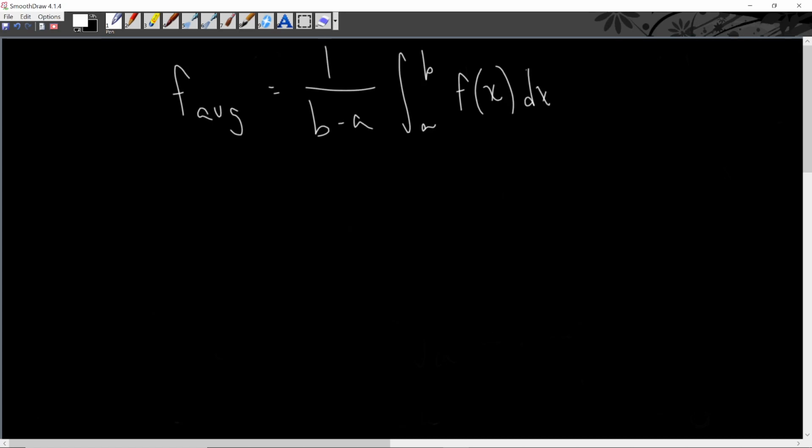Now let's talk about the average function value. This is kind of what we just breezed past in our proof for the fundamental theorem of calculus. At the beginning, we have 1 over b minus a times the integral from a to b of f of x dx. This is going to be the average value of a function.